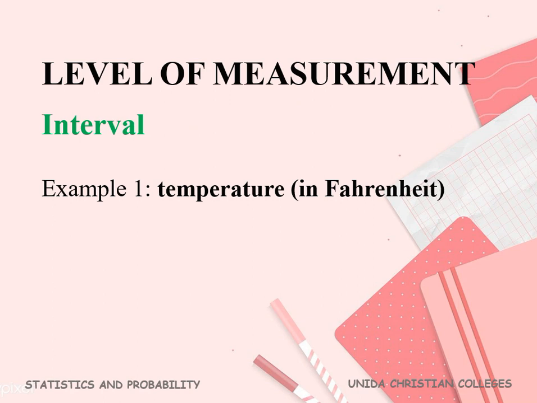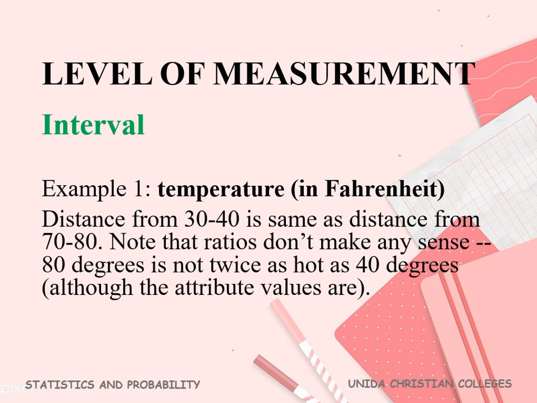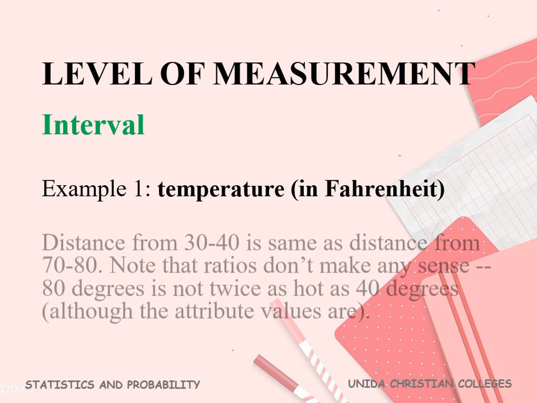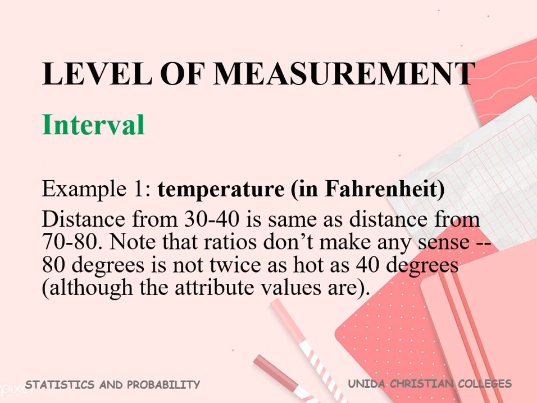We have temperature. Earlier we noted that ratios don't make any sense. We cannot say that two 40 degrees is equivalent to one 80 degrees. We can't say that, so we cannot ratio it. That's why it is under interval. And of course, zero has a value here, because when the temperature is 0 degrees, it still has meaning. The heat doesn't disappear. So it still has meaning.